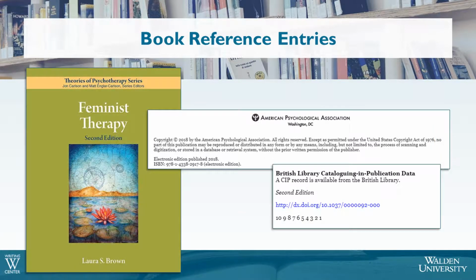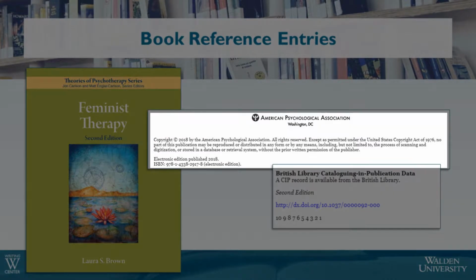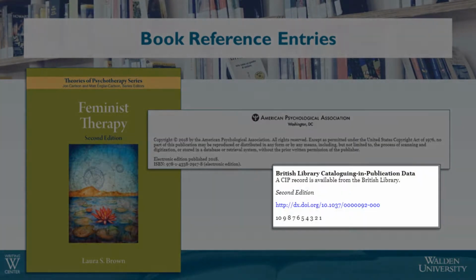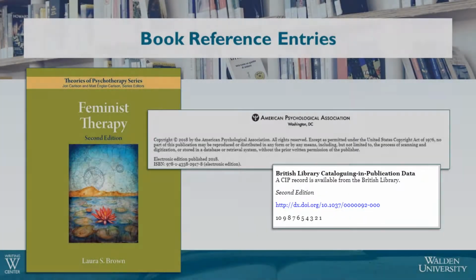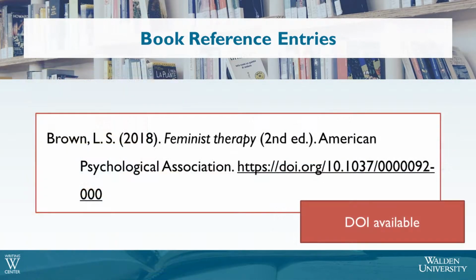Let's look at another example to explore how to create another book reference entry. This book has the author and title listed on the book cover, along with the book's edition. The publication year is listed on the copyright page, as is the publisher and the DOI number. This is all of the information we need to create the reference entry. With this information, we can now create the following reference entry.